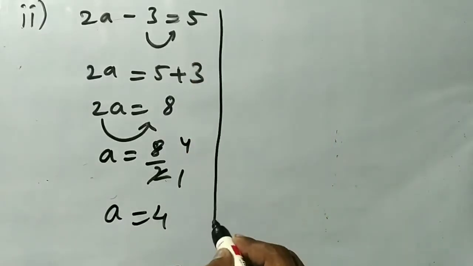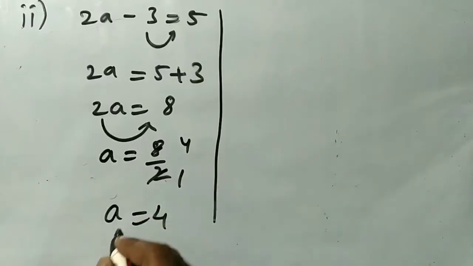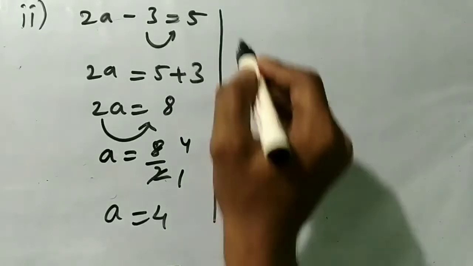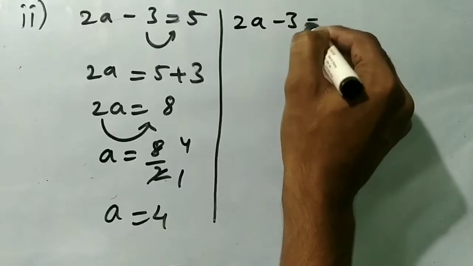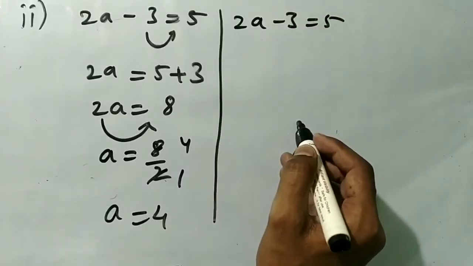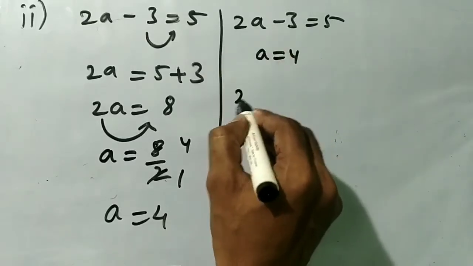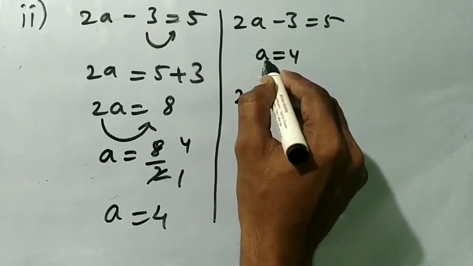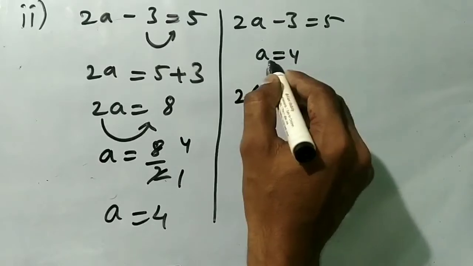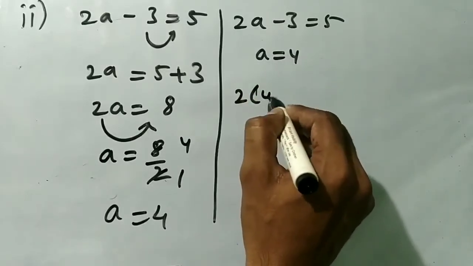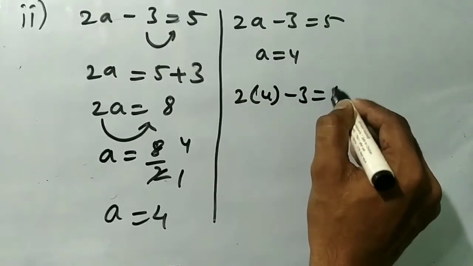In the question they have given, we have to check the result. So we got a is equal to 4. Whether a is equal to 4 is correct or not, we have to check. So take the question again: 2a minus 3 is equal to 5. We have to substitute a is equal to 4, putting 4 in place of a here: 2 into 4 minus 3 is equal to 5.